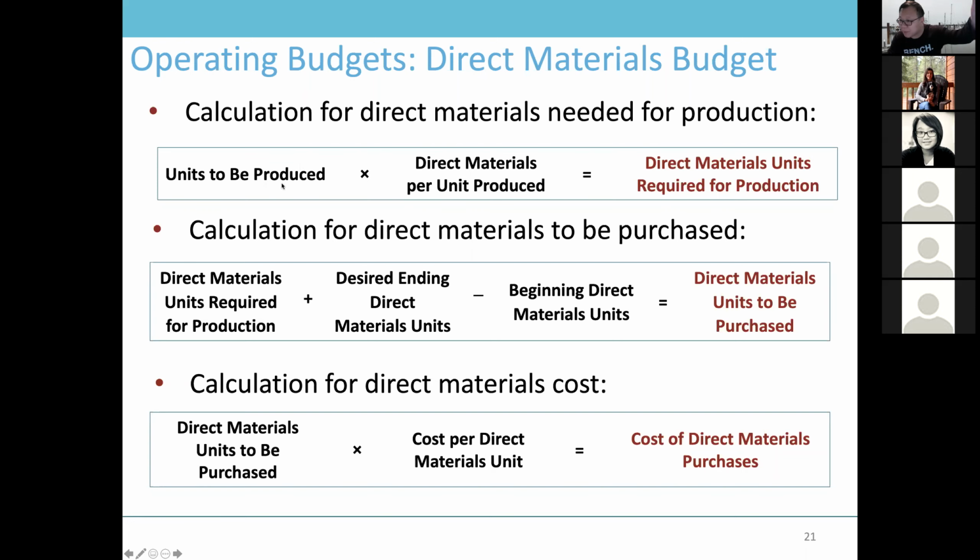So you can see it comes down from these units to be produced. That's from the production budget, so that drives all this along. I figure out how many materials I'm going to need, and then I use my inventory information for the direct materials to figure out how many I need to purchase. And if I know the unit purchasing price, I'm going to know the direct material cost.